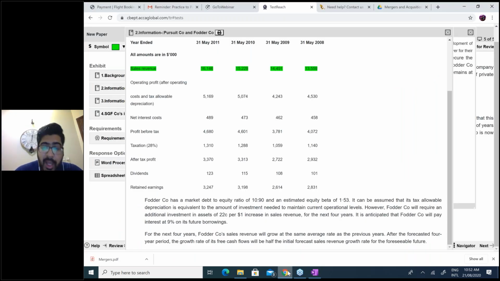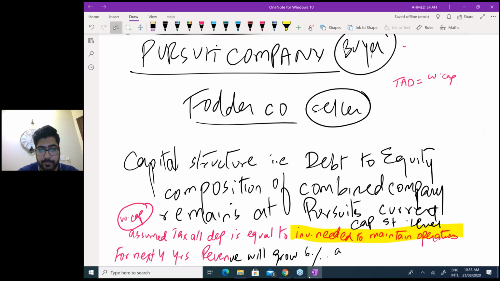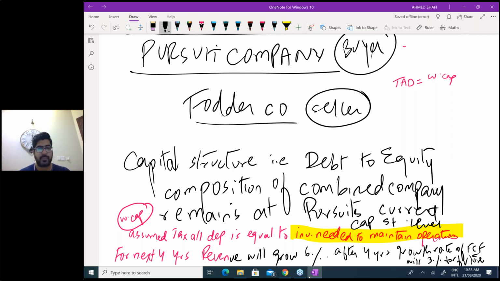See the last time. What happened after the 4-year period? The growth rate of its free cash flows will be half the revenue growth rate for the foreseeable future. After 4 years, the growth rate of free cash flows will be half the revenue growth rate. So what is meant by half the revenue growth rate? The growth rate of future cash flows will be half of revenue growth. It will be 3% for the foreseeable future. Okay, I'm just repeating and I will give you a minute to copy this.